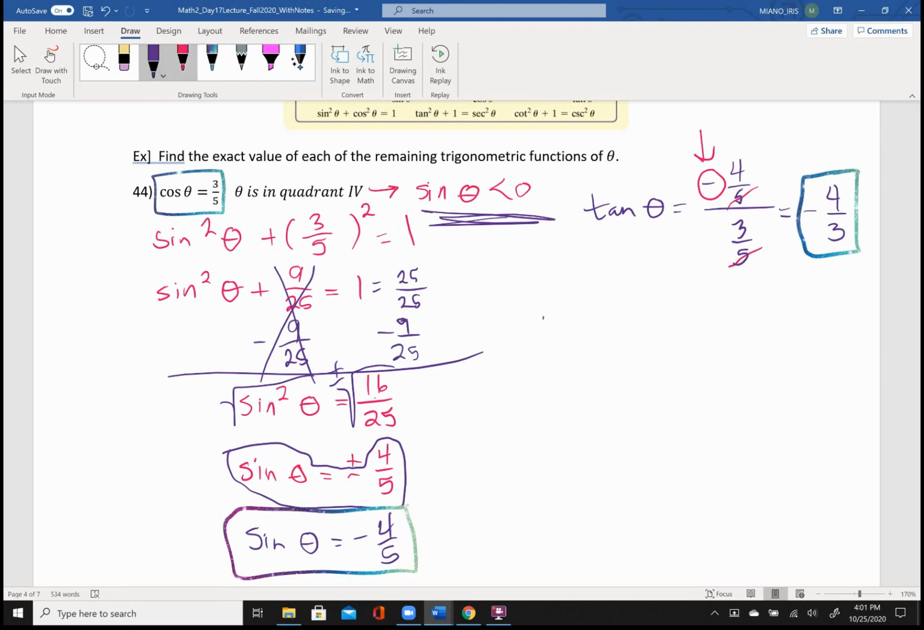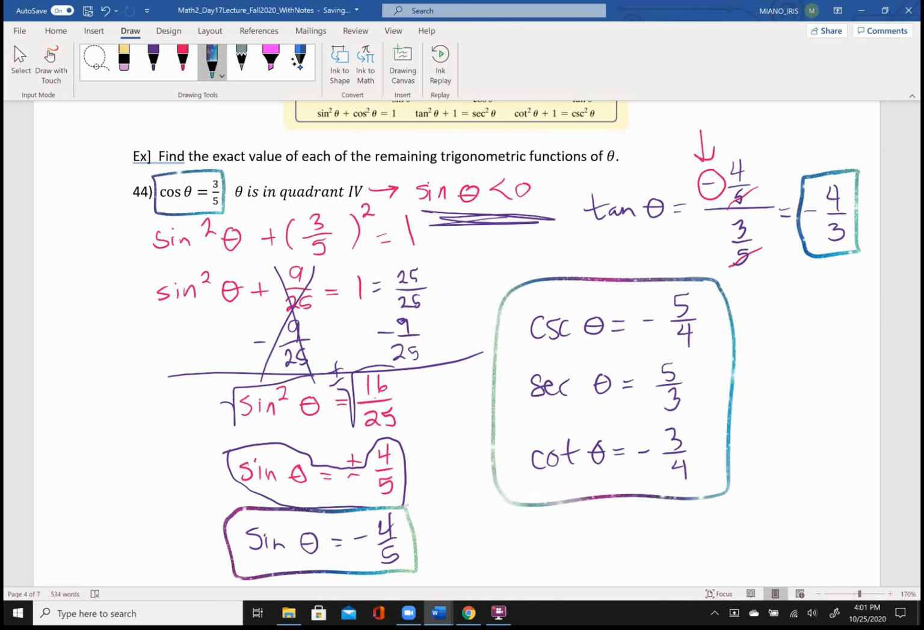Let's do cosecant next. Cosecant theta is the reciprocal of the sine, so that'll be negative 5/4. That was quick. The secant is the reciprocal of the cosine. The cosine was 3/5, so that'll be 5/3. And the cotangent will be the reciprocal of the tangent, so that'll be negative 3/4. Great, and then we're done with that. Let me know if you have any questions on that.